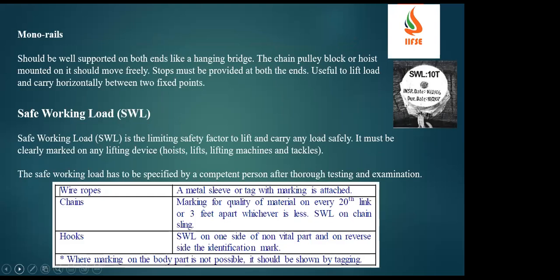Another one is monorails. This is also one of the equipment we use for mechanical handling, and it should be well supported on both ends like a hanging bridge. On two sides it will have a railing at ground level, so it looks like a hanging bridge, and the chain pulley block or hoist mounted on it should move freely. Stops must be provided at both ends, and it is useful to lift, load and carry horizontally between two fixed points. It also has a fixed path.